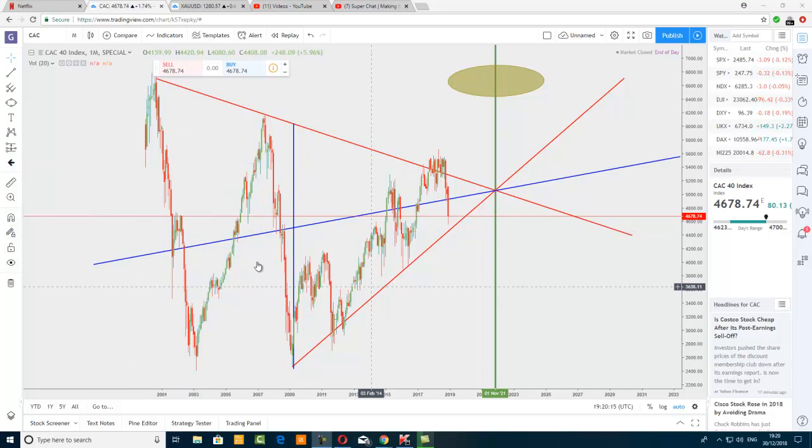Looking at this monthly chart, the first thing that we can see, I connect this point and this point, this is the bearish trend line. As long as the CAC 40 stays below that trend line, we should be giving priority to bearish signals. If you are buying below that trend line, you need to be careful. Otherwise, they will call you dumb money.